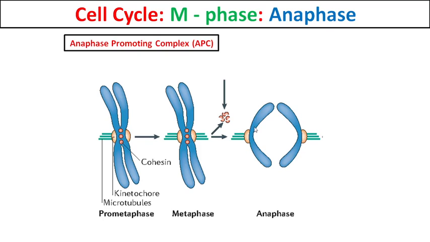Now what happens during anaphase is there is a complex called the anaphase promoting complex, APC. The name itself suggests what it will do. It will promote anaphase. This anaphase promoting complex will activate an enzyme called separase. From the name itself, you know what separase will do. It will separate. So here you can see the cohesin protein has been degraded. You have cut it down. When the cohesin proteins are cut down, you can easily separate the sister chromatids. And this is how in anaphase, the two sister chromatids are pulled apart.